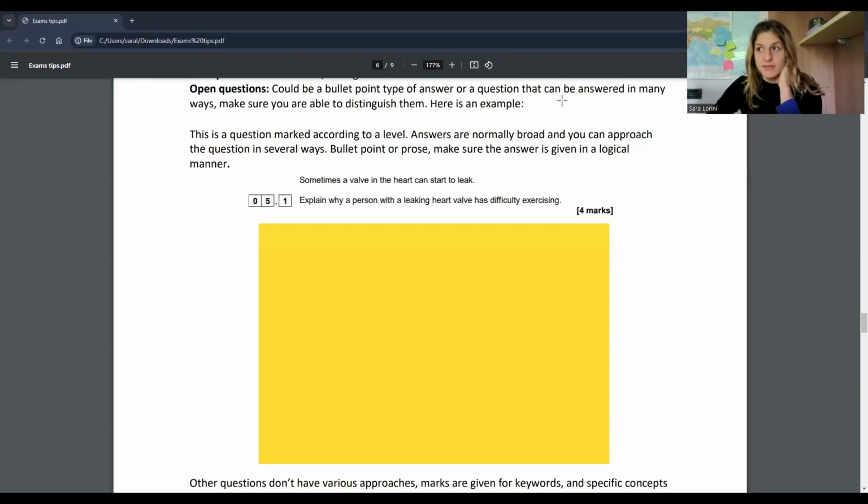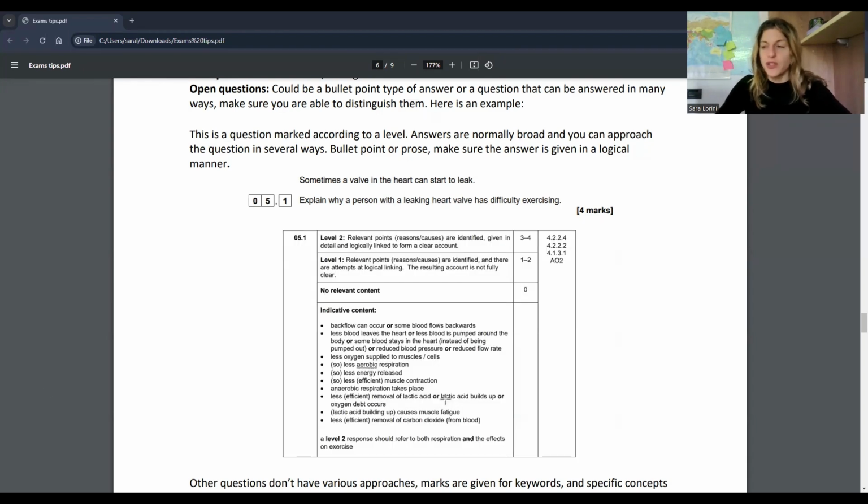So this question will test some of these objectives. Like the leaking heart valve: you haven't studied a leaking heart valve, but what did you study? What is a heart valve, and what is its function? That's what you will need to link to the consequences. Then here is the mark scheme, so make sure you check if you got some of these points.